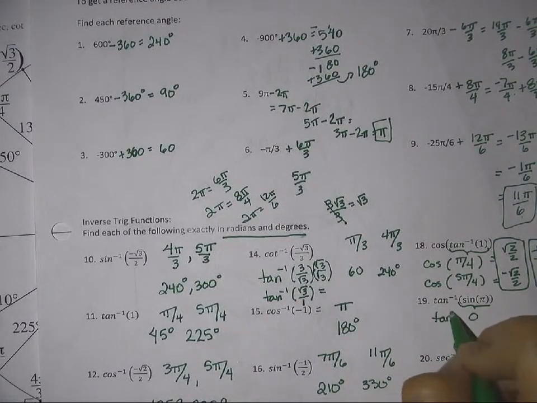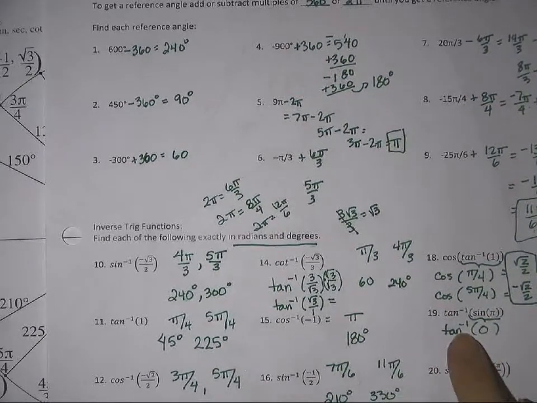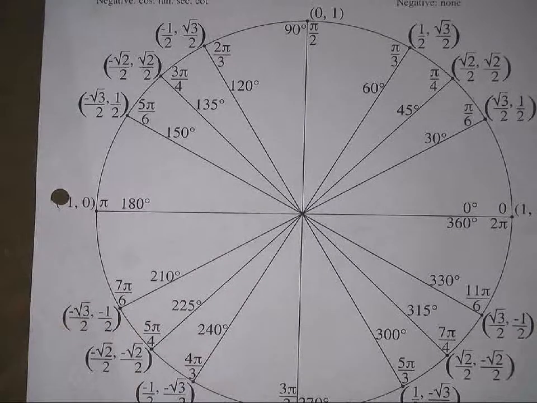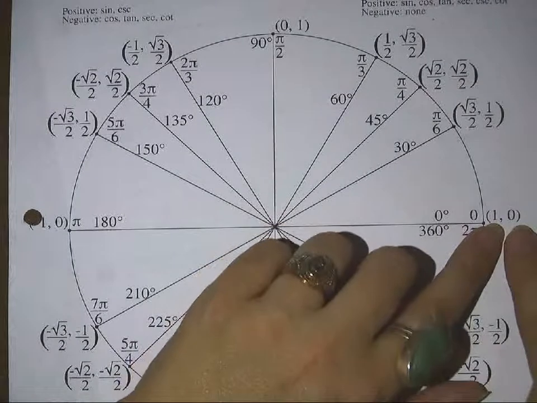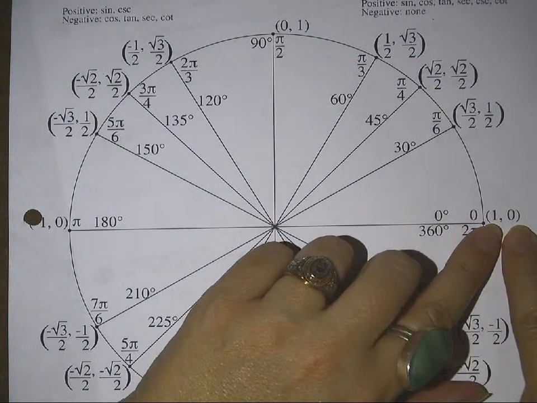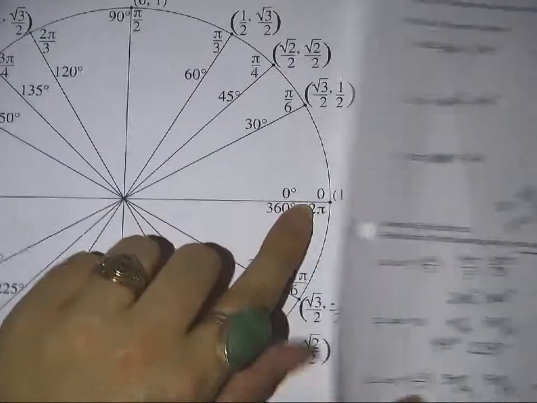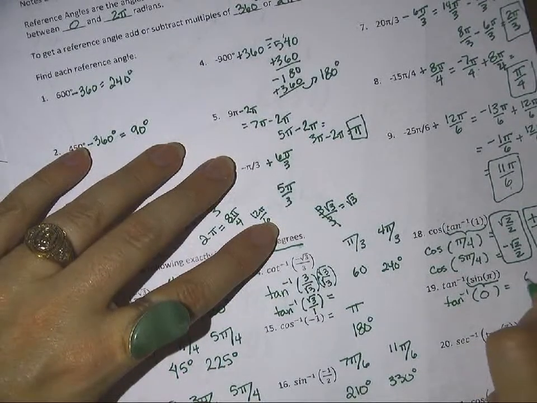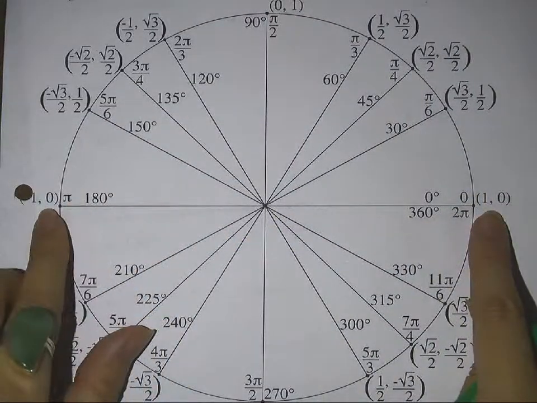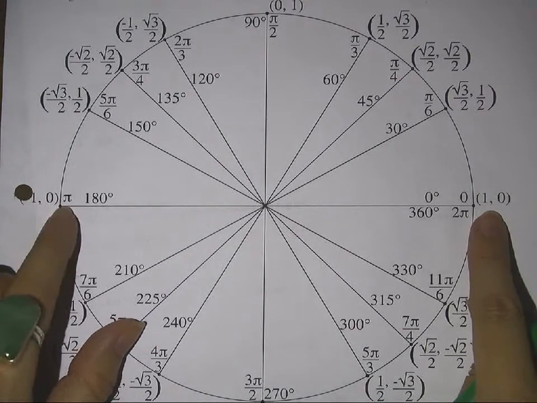Now it says, where is the tangent equal to 0? Well, tangent is y over x. So here, will that be 0 for tangent? Yes, this will be y over x is 0. So it happens at 0 degrees, or 0 radians. Does it happen anywhere else? It also happens over here, because 0 divided by negative 1 is also 0. So it also happens at pi and 180.